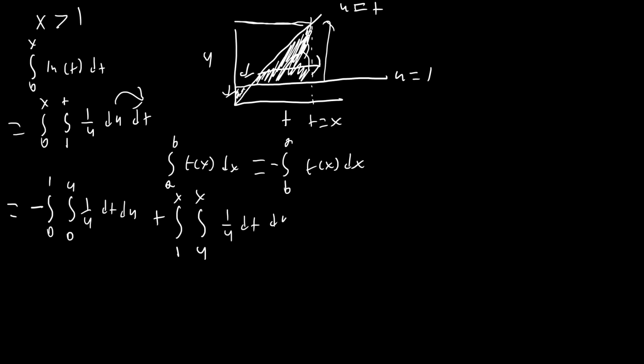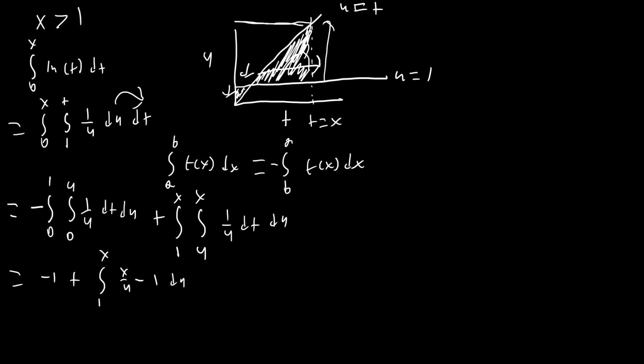So let's go ahead and do these integrals. This one on the left right here is really simple. It's negative the integral from 0 to 1 of 1 du, so it's just going to be negative 1. This other one on the right is a little bit more difficult. We're going to have the integral from 1 to x of x over u minus 1 du.